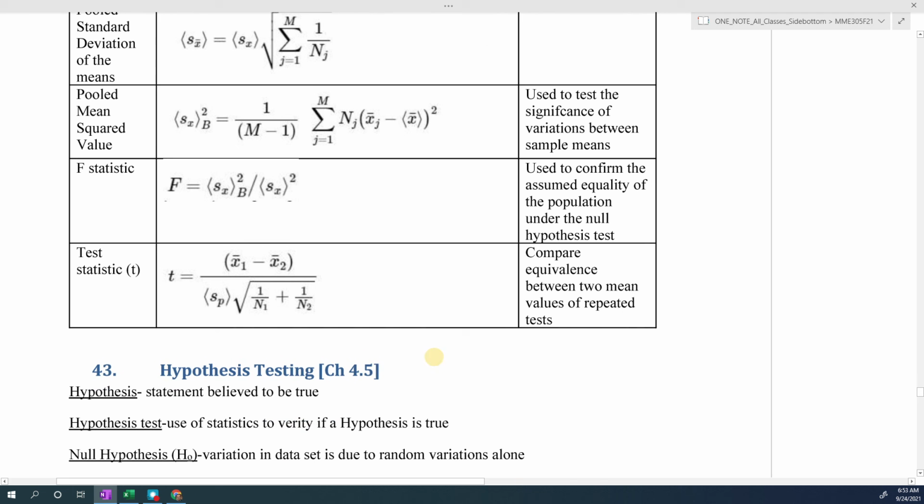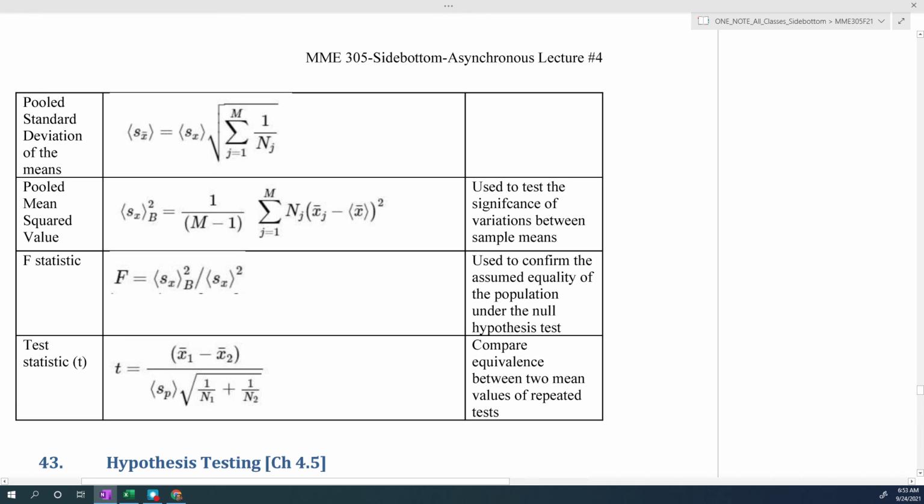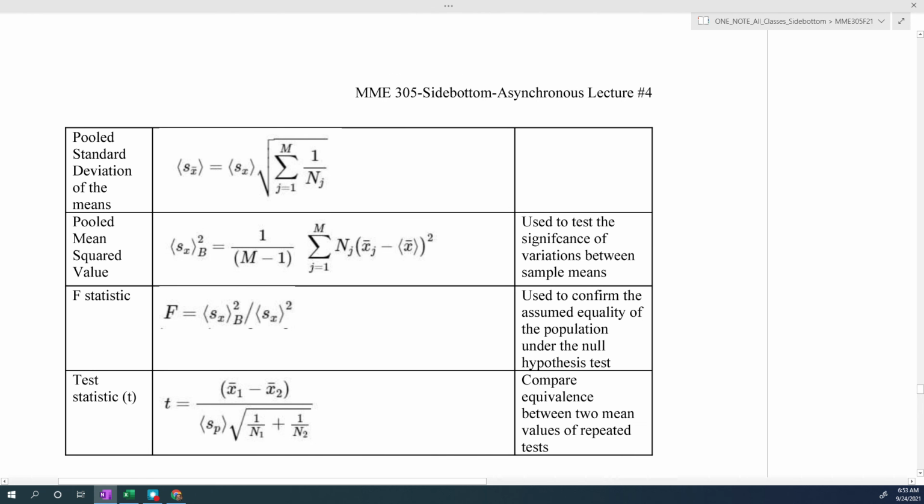Not super critical for this class, and I'm not expecting you to be a master in statistics, but these are the procedures that you would have to use.